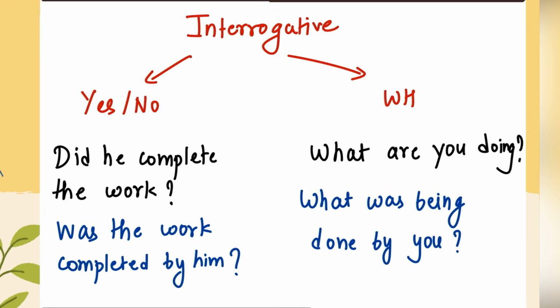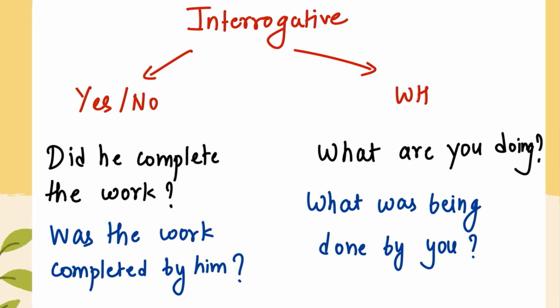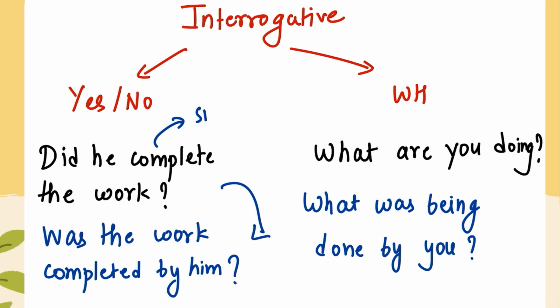Moving on to interrogative sentences. Here there are two possibilities. First is yes or no as the answer, and the second one is a question starting with WH. Did he complete the work? उसने क्या काम करा? Yes or no? हाँ उसने करा था, नहीं उसने नहीं करा था. So there are two possibilities. Either you can say yes or no. In this case, you will be writing it normally. Was the work completed by him? Since this is simple past, you will be using was or were.